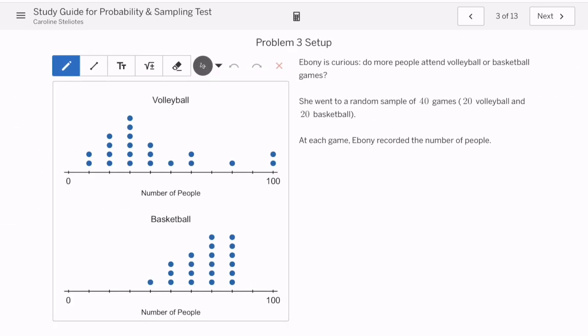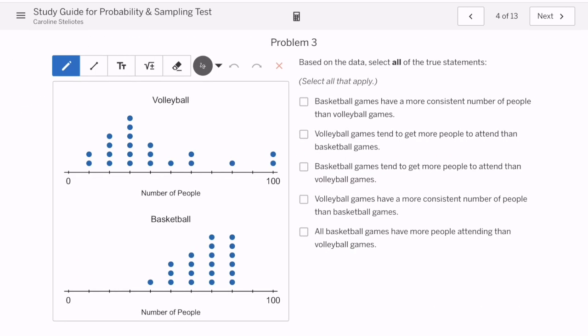All right, question 3. This was just the problem setup, so the actual question will be on the next slide. Ebony is curious, do more people attend volleyball or basketball games? She went to a random sample of 40 games, 20 volleyball and 20 basketball. At each game, Ebony recorded the number of people. So here we have dot plots for volleyball and basketball, and we're going to use those to answer some questions.